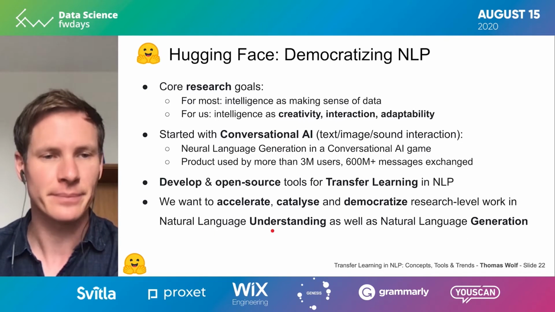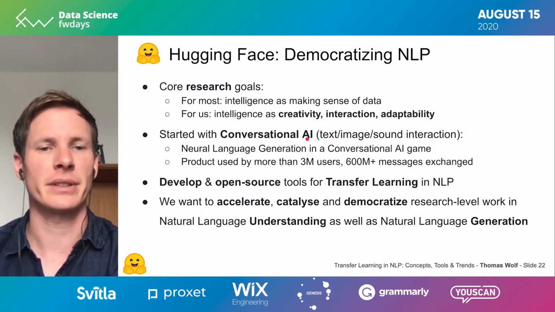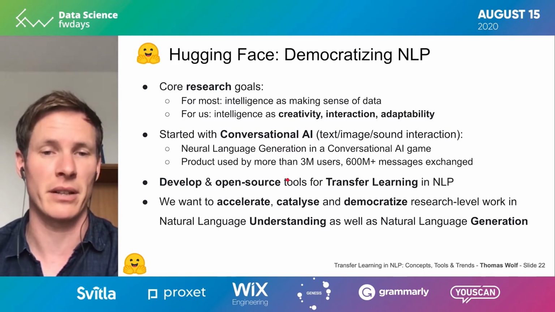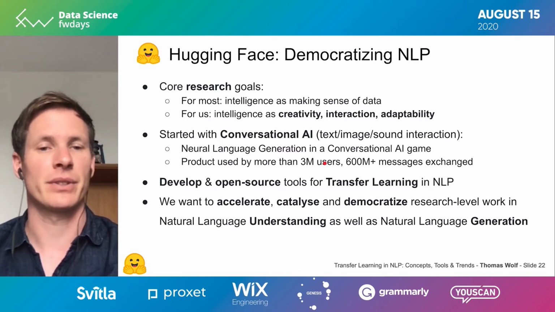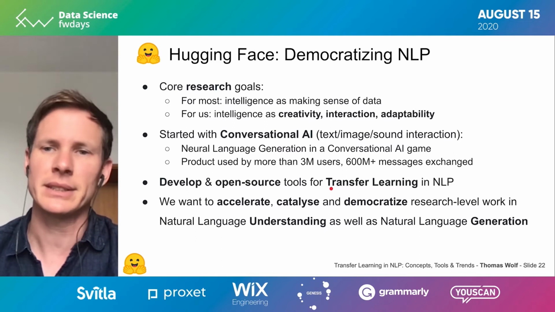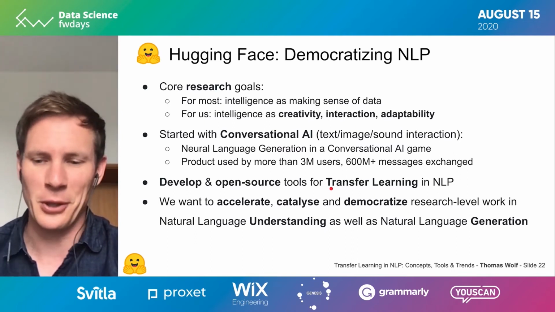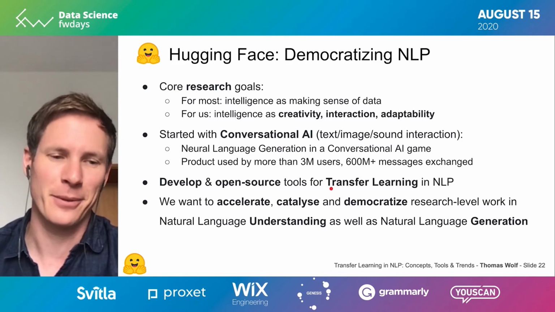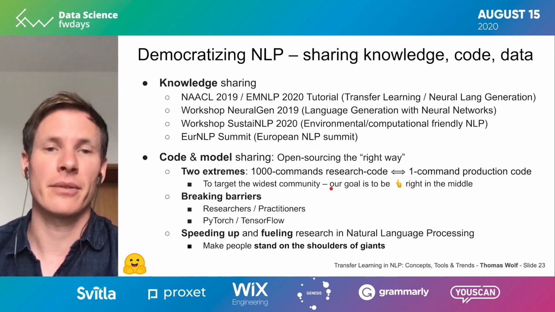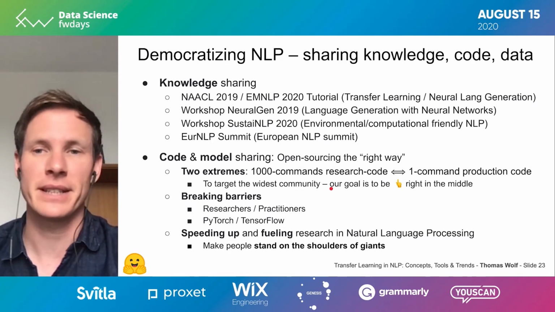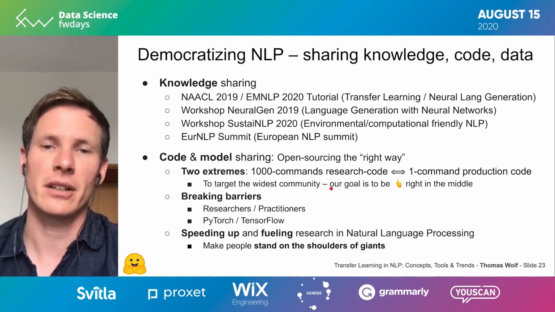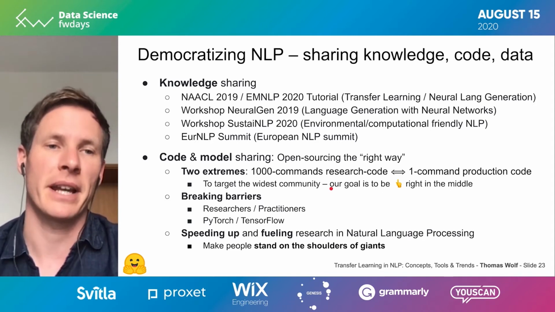go hand in hand. We started with a chatbot product, which was actually used by a lot of users. It was a game that was used by many users, and while we were developing this, we started to open source a few tools we were using. And these tools caught so much interest from the community that very quickly we were spending all our time developing these tools. So we're now trying to focus on this only, which means sharing a lot. It means sharing knowledge, sharing code, sharing data. This is all we mean by democratizing NLP.